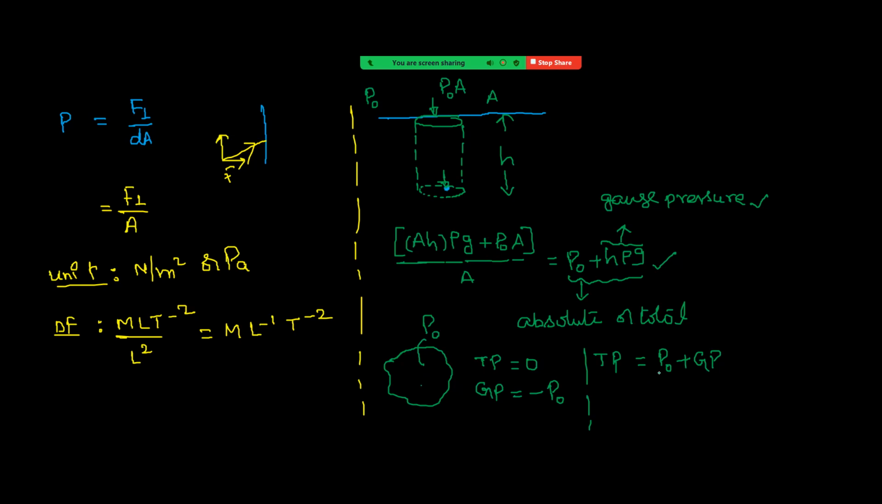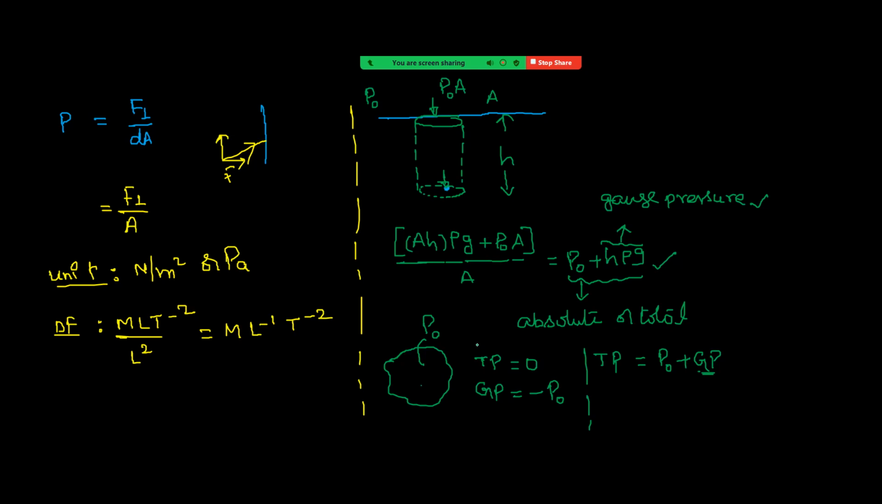Total value equals P naught plus gauge pressure. If it is less than P naught, gauge pressure will be negative. If it is more than P naught, then gauge pressure will be positive. If it is equal to P naught, it will be zero. So it can be positive, negative, or zero. But absolute pressure or total pressure can never be negative, it is either zero or positive.